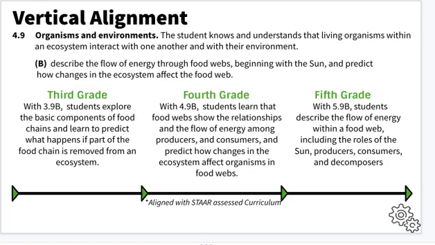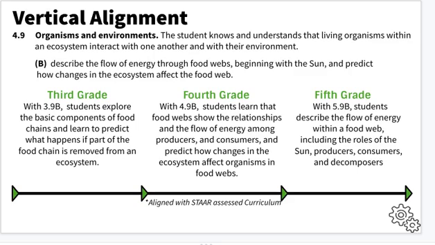4.9b is talking about food webs. Up until 3rd grade, students have only been doing food chains. Our 3rd graders were exploring the basic components of food chains and predicting what happens if part of a food chain is removed from an ecosystem. In 4th grade, we are introducing food webs. This is to help show the relationship and the flow of energy among producers and consumers. We are also looking at predicting how changes in the ecosystem affect organisms within the food web.